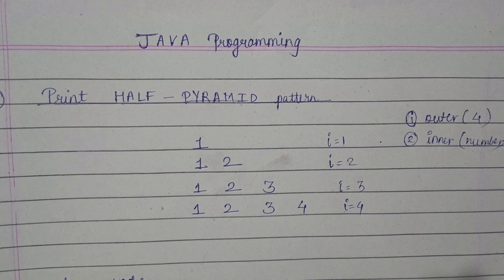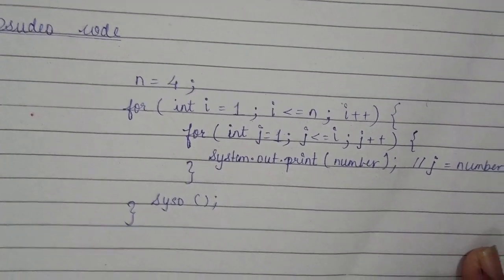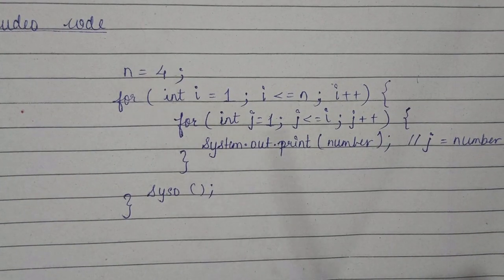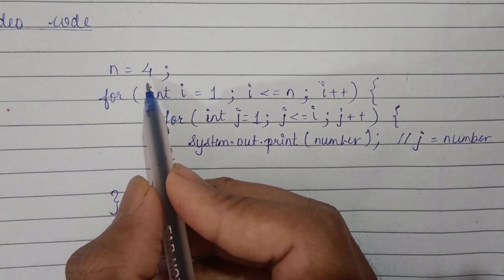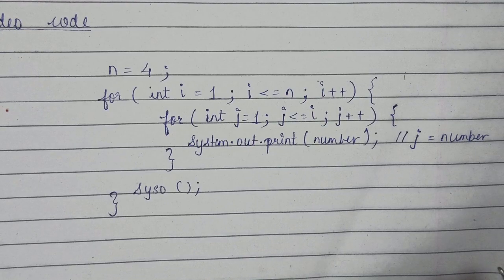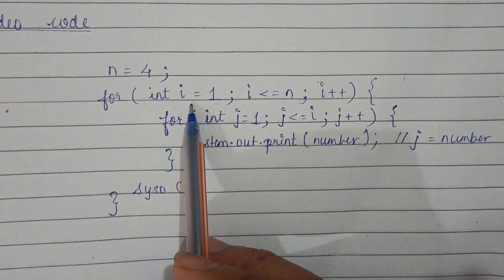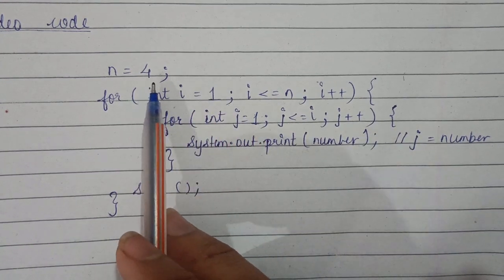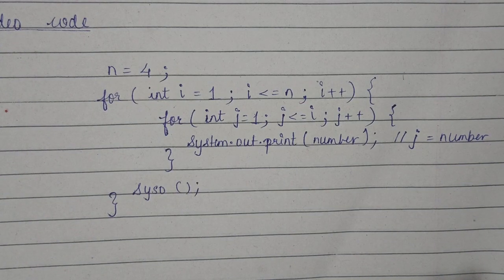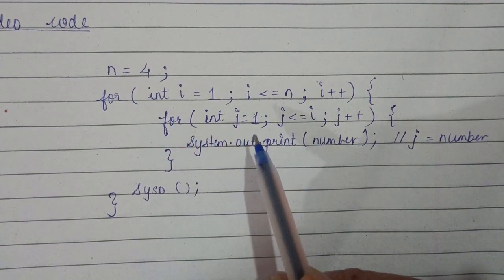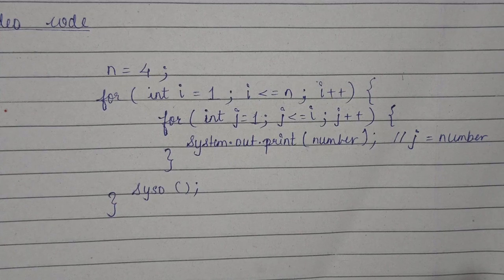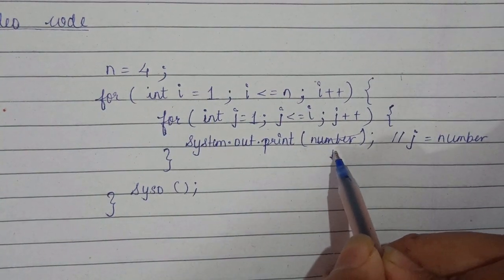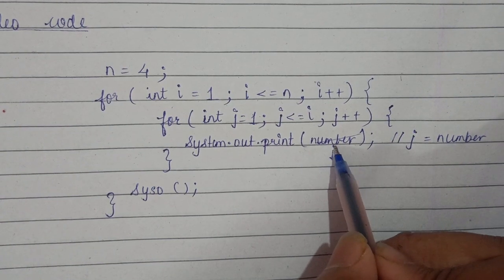I have written a pseudocode for it. So this is the pseudocode for the half pyramid pattern. I have created a variable n and initialized it with 4, and I have run nested for loops. For the outer for loop, i goes from 1 to n, which means 4, so the outer loop will run till 4, and the inner loop will run till i. Means j is equal to 1, and j should be less than or equal to i. What we are printing is j, the number.